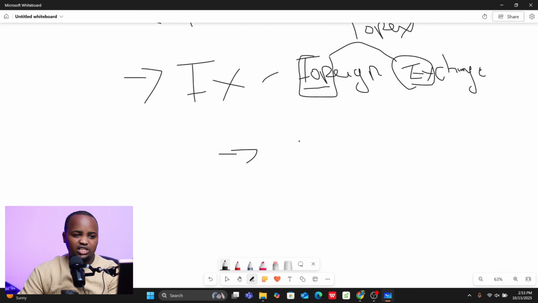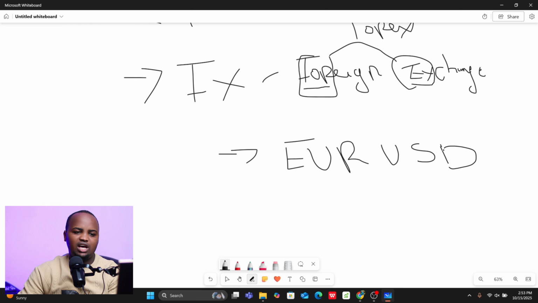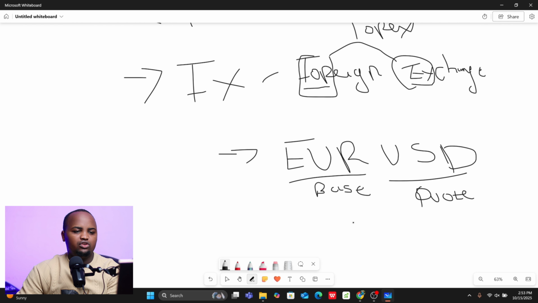For example, you are going to see something like this, which is euro USD. Now this is how it's actually quoted, because normally this is called the base currency and this is called the quote currency. Okay, this is the quote currency, this is the base. The base is actually the starting one. Most of the time you're going to see it just like that.